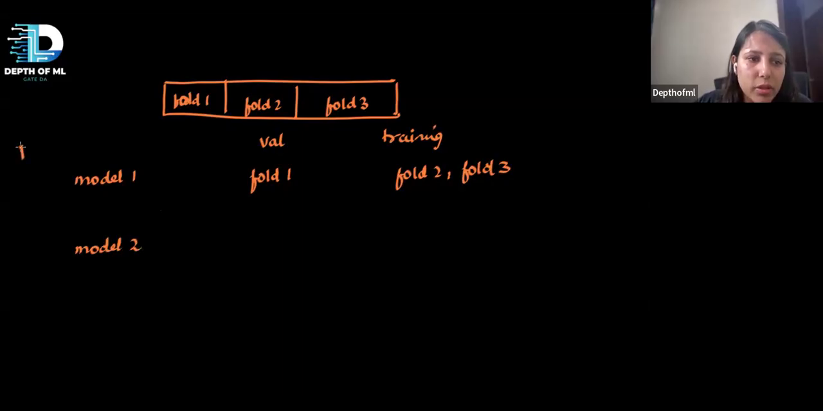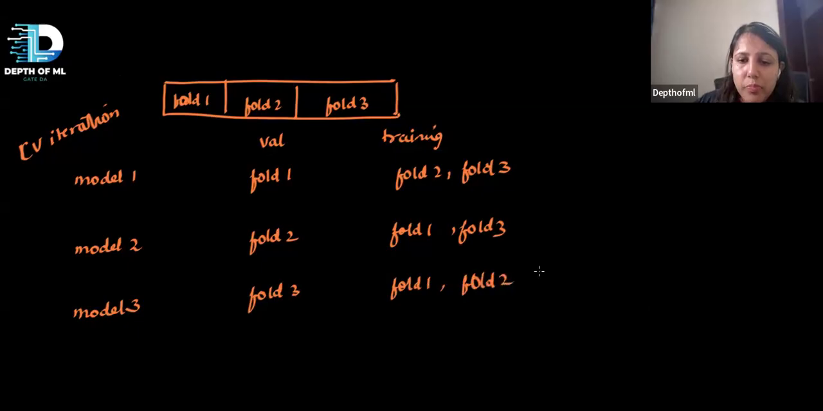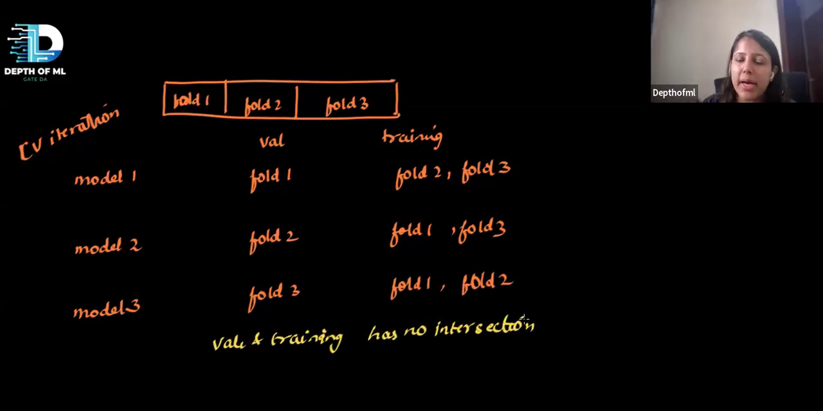So this is one CV iteration. This is fold. There could be multiple meanings of this actually. I'm giving you one interpretation of this. Fine. So here, this fold will be used in validation, and fold 1 and fold 2 will be used in training. Validation and training has no intersection, right? It would have been cheating if you were training on the same data and evaluating on the same data, right? But here you can see clearly that validation and training sets have no intersection at all. Therefore, this is not cheating.